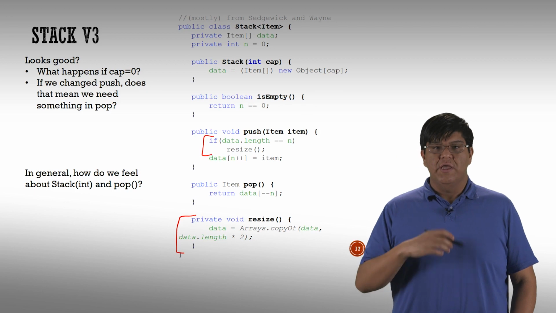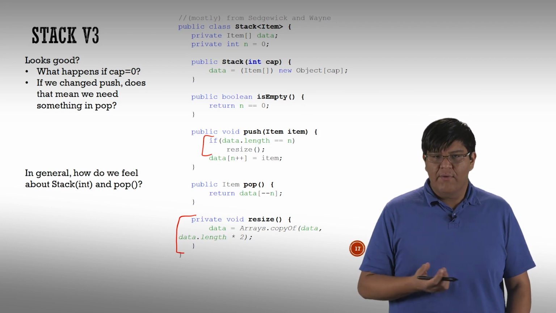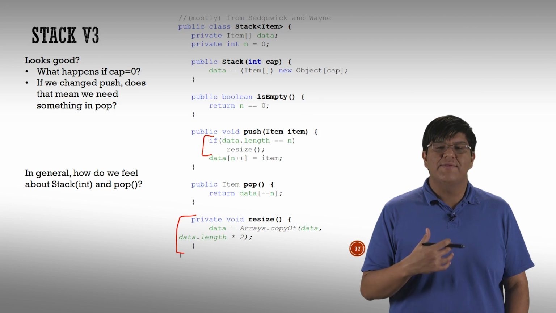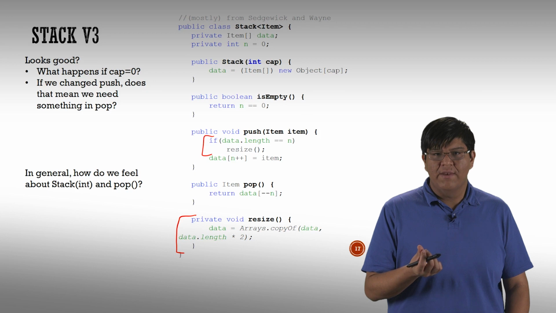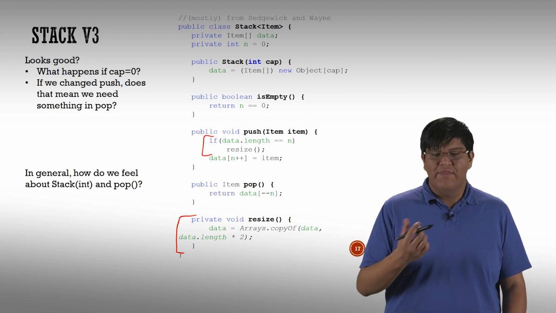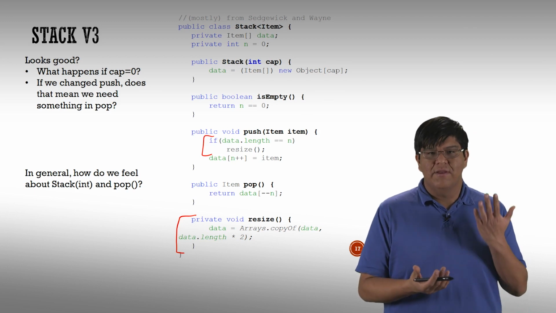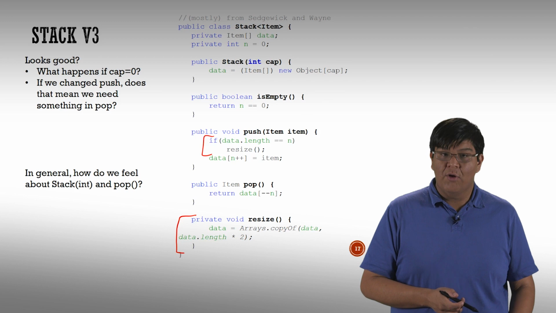So let's take a look at push. In push, basically what we're saying is, are we full? If the number of elements in my array is equal to n, that says it's full. Remember that n means both the number of elements in the array as well as the next space to put one. Well, if the length of the array is equal to n, the number of spaces and the number of elements are the same, so we've got to expand it somehow. So we've got to call resize.